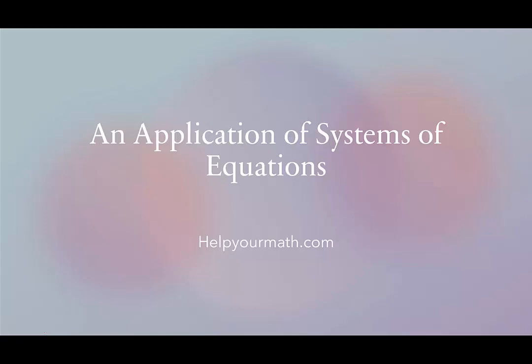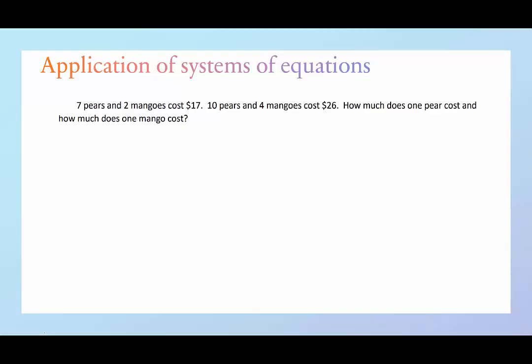In this video, we are going to look at an application of systems of equations. In this example, we're told that 7 pears and 2 mangoes cost $17. Clearly, we're dealing with times of inflation. 10 pears and 4 mangoes cost $26. How much does 1 pear cost and how much does 1 mango cost?